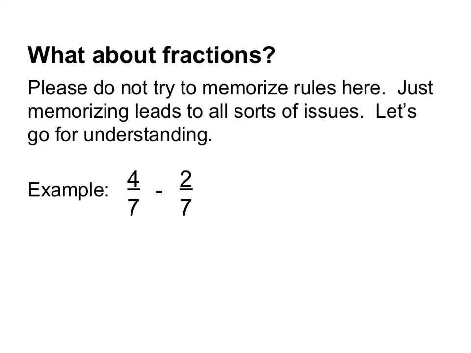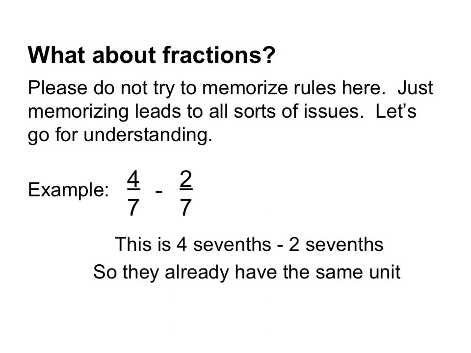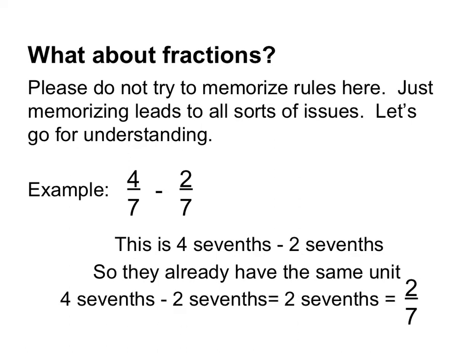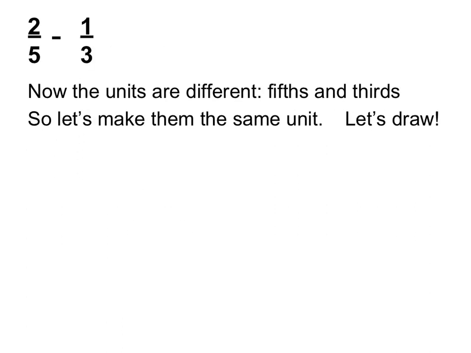So for example, 4/7 minus 2/7. Again, the way we read it tells us what the unit is. This is 4/7 minus 2/7. We already have the same unit. So 4/7 minus 2/7 is 2/7. A little bit more challenging if they have different units.